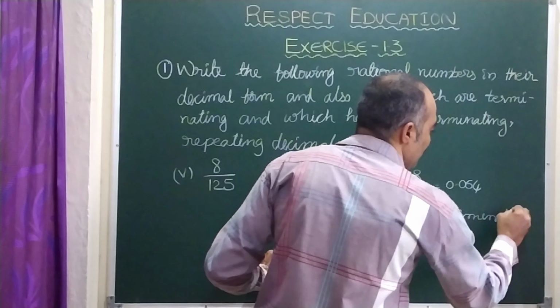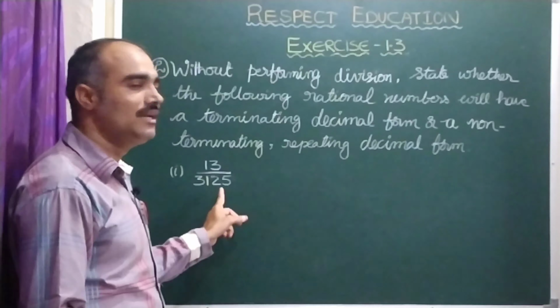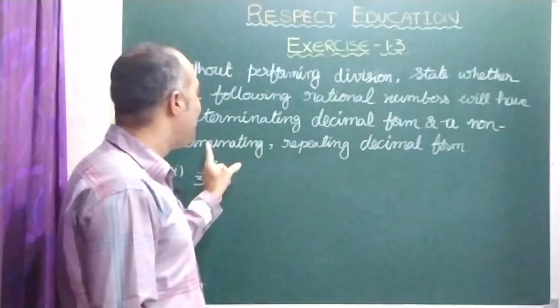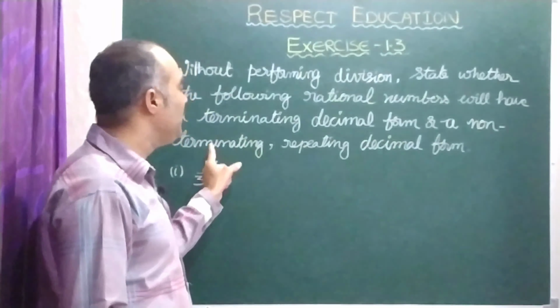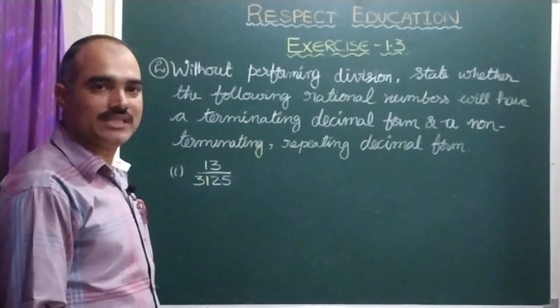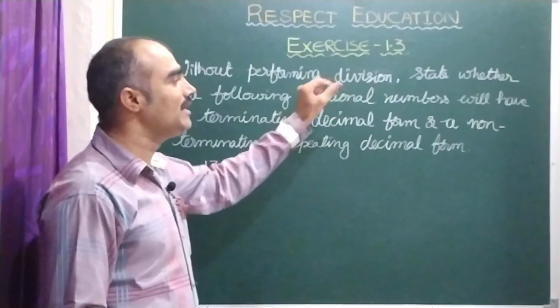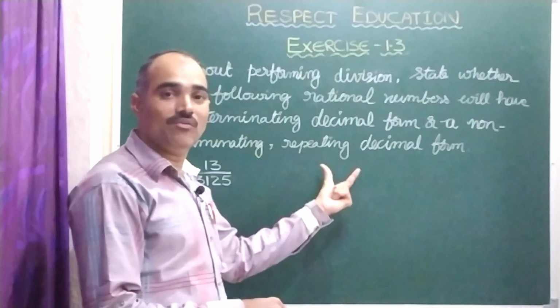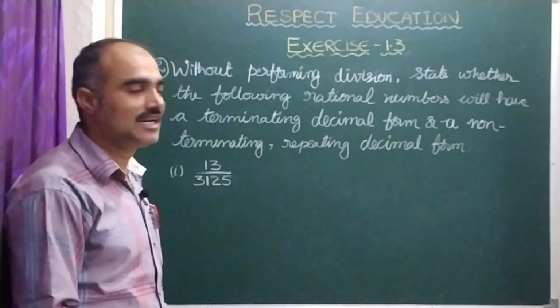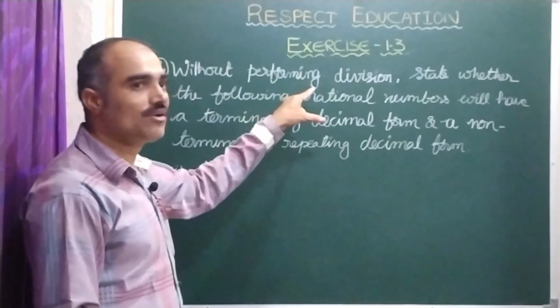Okay, let us see the next question, that is question number 2. Without performing division, state whether the following rational numbers will have a terminating decimal form or a non-terminating repeating decimal form. In this you see the first bit, 13 by 3125. See here, understand the question properly, children. Without performing division. In earlier bits we have performed division, means we followed the division method, but here clearly it is mentioned, children, we need to solve this problem without performing division.